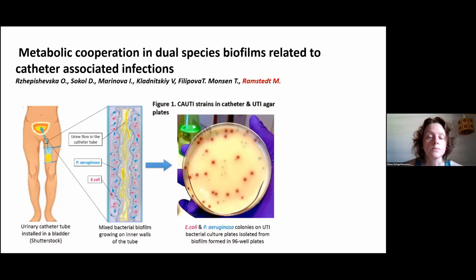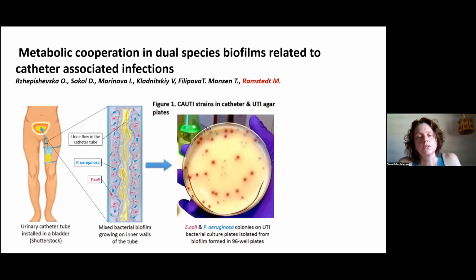But why are two bacteria there? How are they surviving there? Are they competing? Are they cooperating? That we don't know, and that might be important for treatment of such infection. And this project, Olena Rzhepishevska, is aiming to answer the question. So we designed some experiments to try to understand.